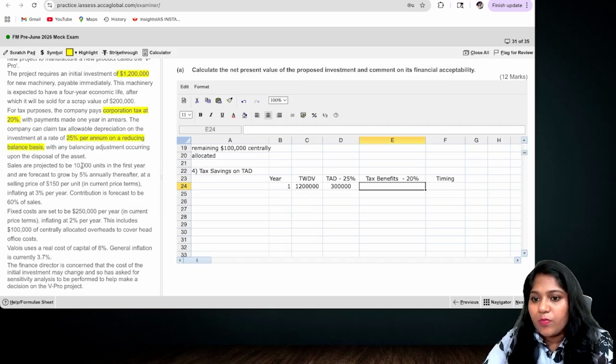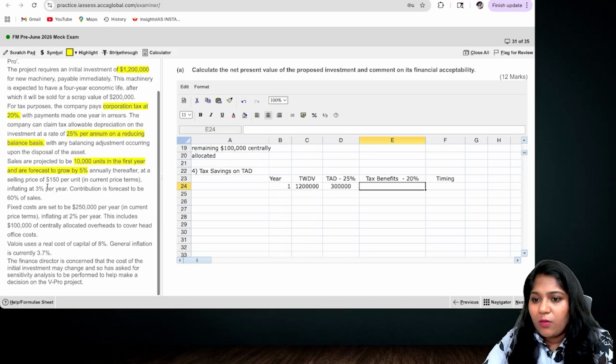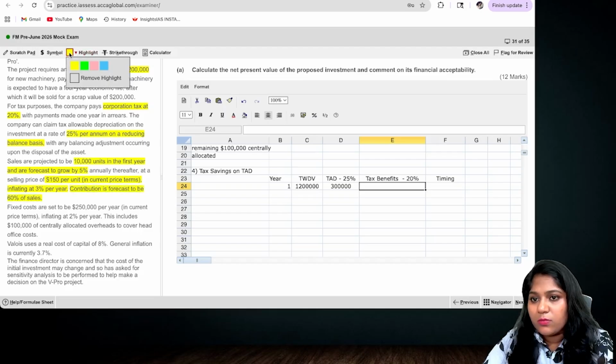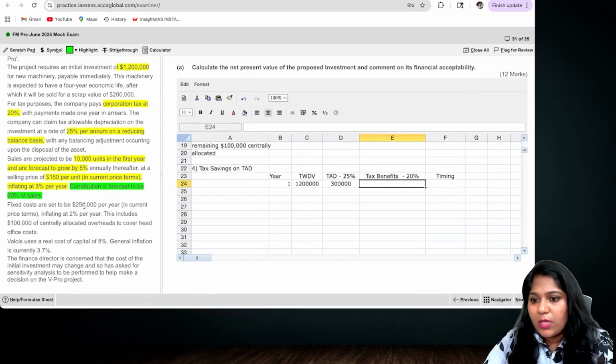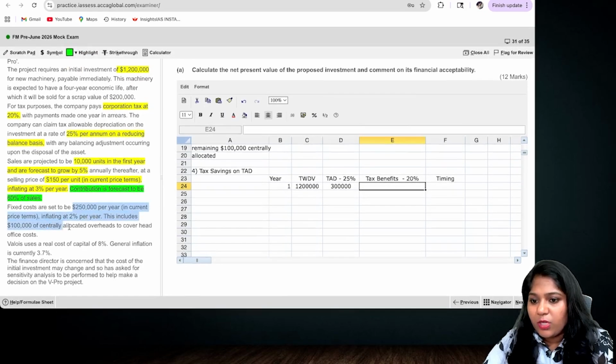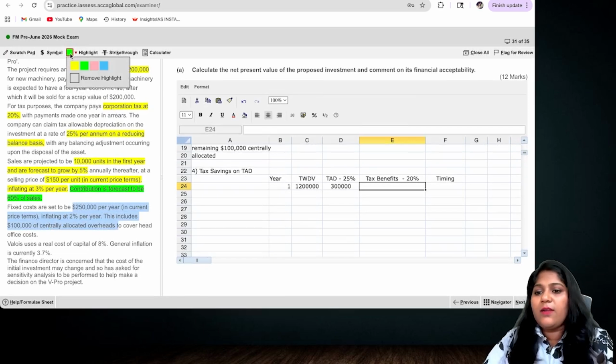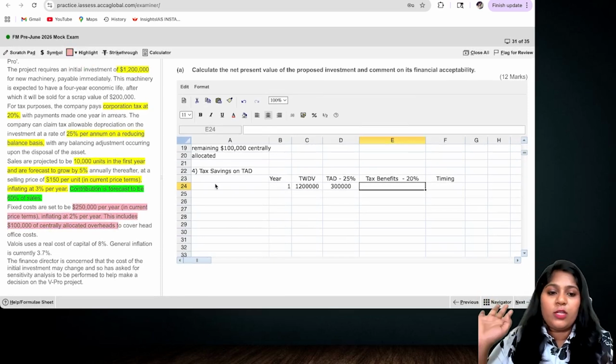These are all the things that you need to highlight and keep when you're doing the calculation. It is 10,000 units with growth at 5%. Highlight it and keep. And $150 and plus increases. Highlight. Contribution. Highlight. Because that is all required, no? And then fixed cost, this part, whatever is relevant, please highlight it and keep.